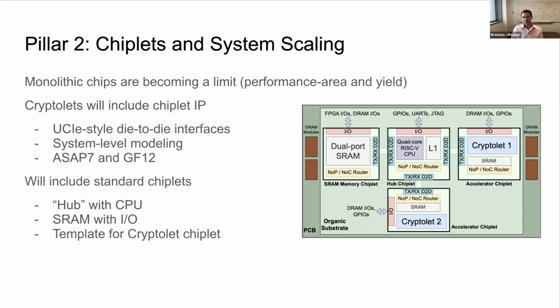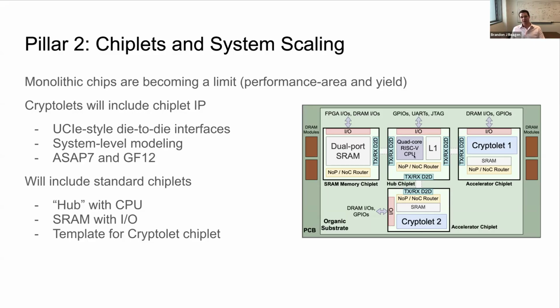Now, in addition to just the IP, we're also planning to release standard chiplets that folks are going to use over and over again in these system-in-package designs. First, we're planning to release a hub chiplet. You can see that one here. This is just your standard controller interface chiplet, with a bunch of CPUs, so you can control the system, tell it what to do, and orchestrate all your work and data movement across chiplets.